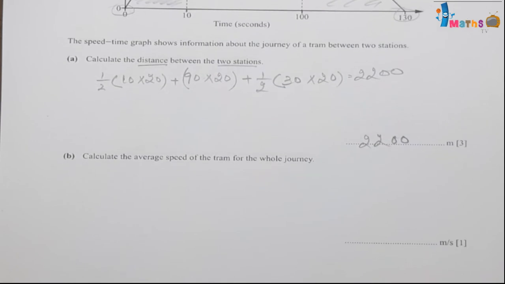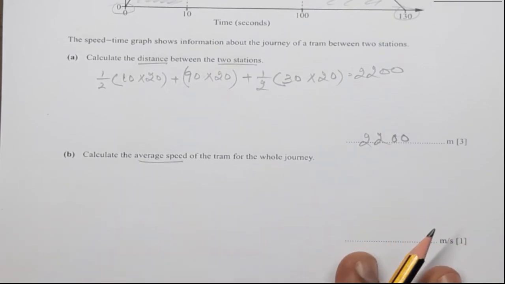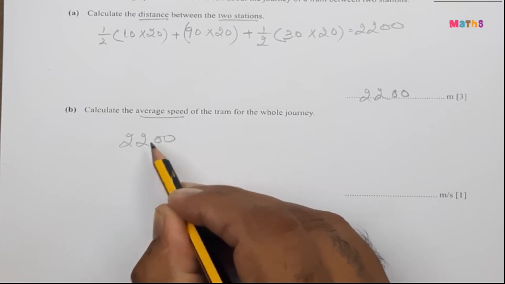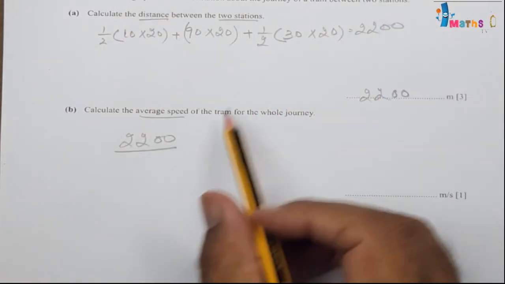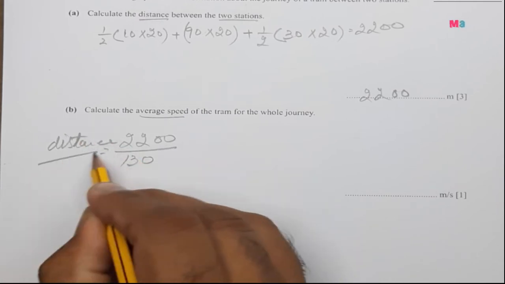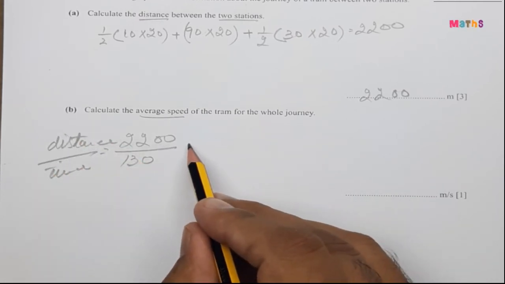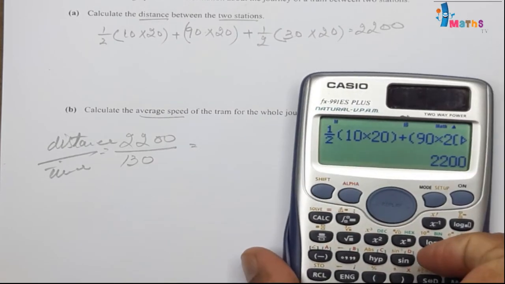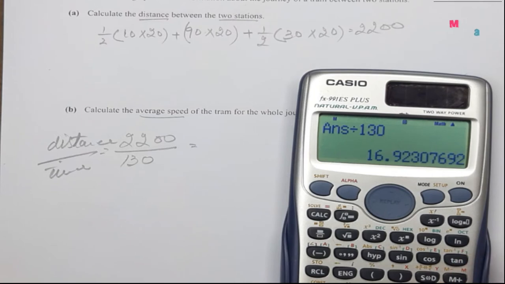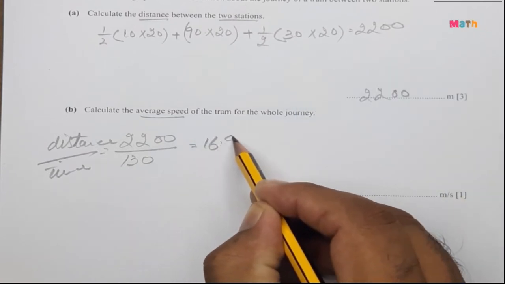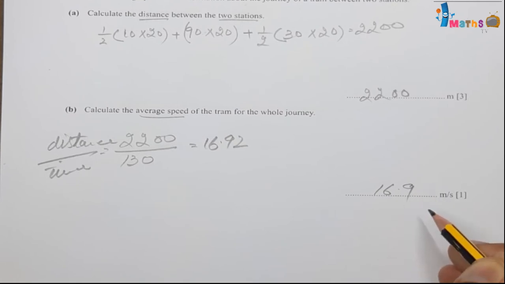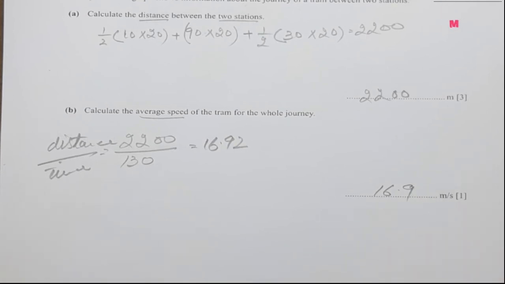B part, calculate the average speed of the tram for the whole journey. Average speed, you know, is distance covered divided by total time taken. And total time taken is 130, so distance divided by time will be equal to average speed. So 2200 divided by 130 is equal to 16.92, and up to three significant figures we can write 16.9 meters per second.